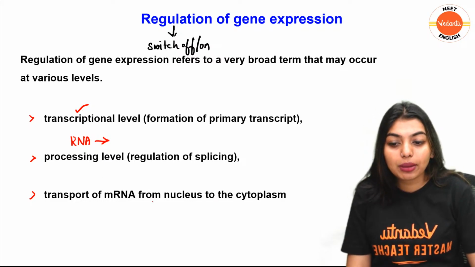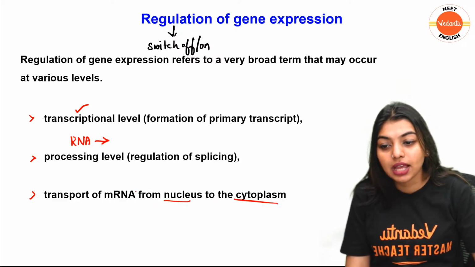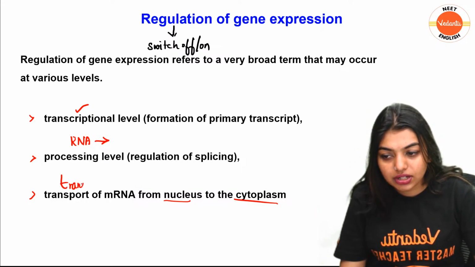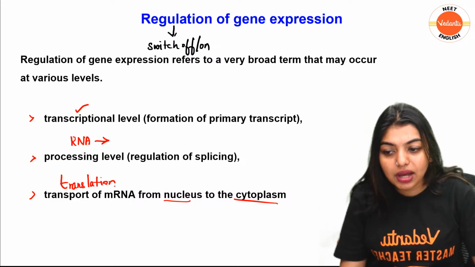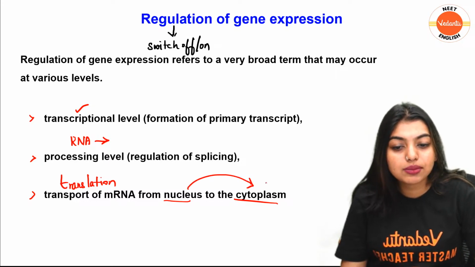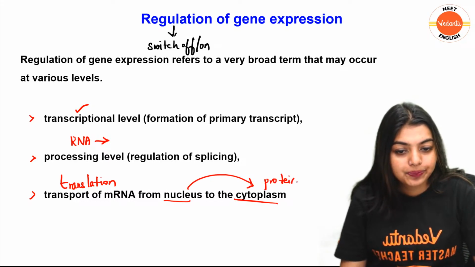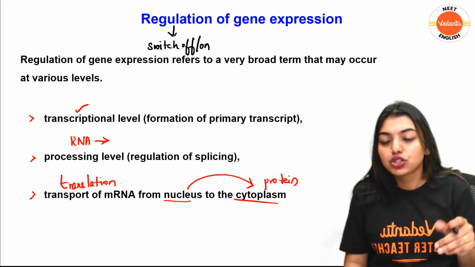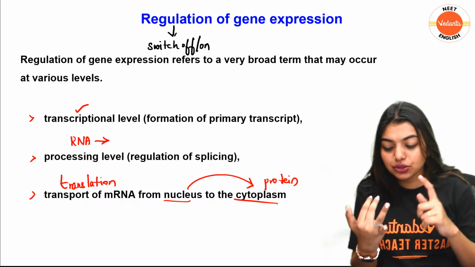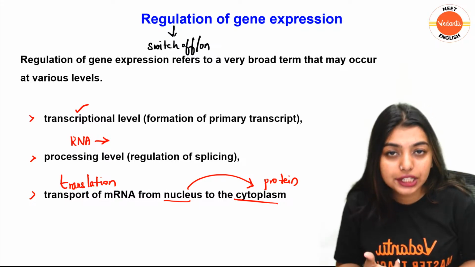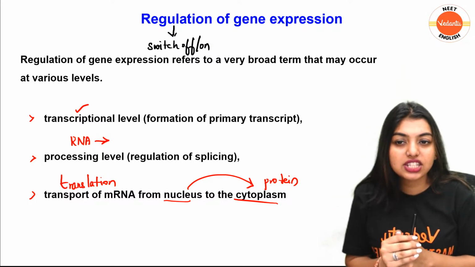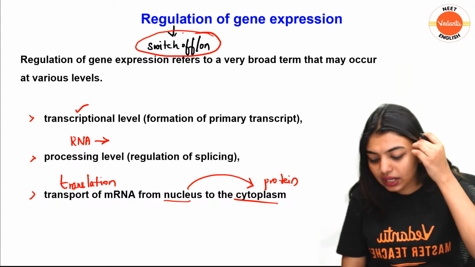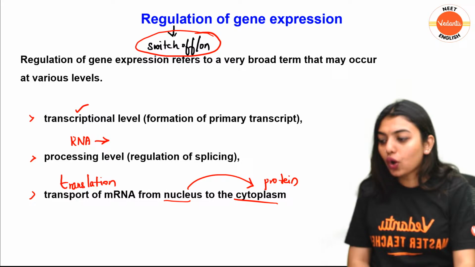And then transport of mRNA from nucleus to the cytoplasm. During the translation initial stage also, they can switch off. Okay, translation initial stage, where mRNA from nucleus has to go to the cytoplasm so we can form proteins. Yes, during this stage also, the gene can decide to stop. So during the translational level, during the transcriptional level, during the RNA processing level, all these places, the gene can decide to switch on or switch off. Clear? Okay, gene can decide to switch on or switch off.